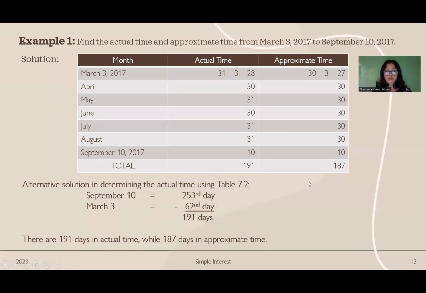Here is the alternative solution for determining the actual time using table 7.2. We take the day numbers of September 10 and March 3 in the year, then we just subtract them. The answer is 191 days. It is the same result as the method using the monthly table. There are 191 days in actual time while 187 days in approximate time.